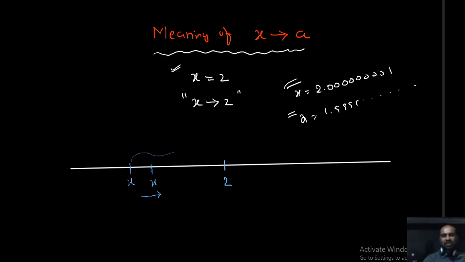So initially this is the distance between x and 2. Now the distance becomes this. What happened? The distance between 2 and x is decreasing. And at another stage x is here. Now this is the distance between them. Say this is d1, say this is d2, say this is d3. What is happening here? d1 is greater than d2, greater than d3, greater than d4, like that. So x approaching 2 means the difference between x and 2 becomes lesser and lesser.